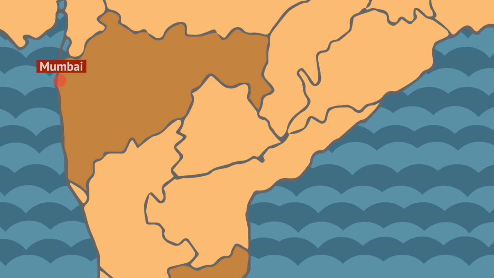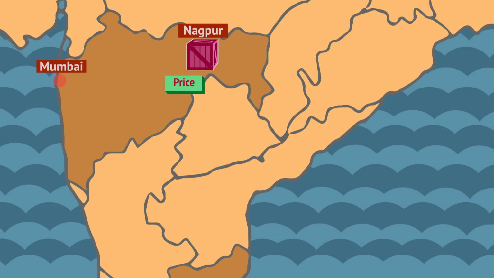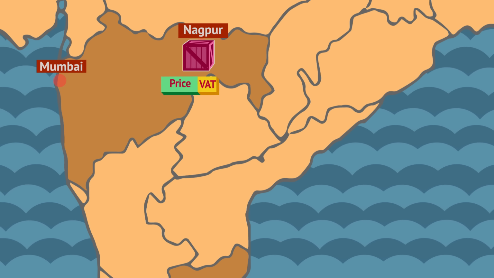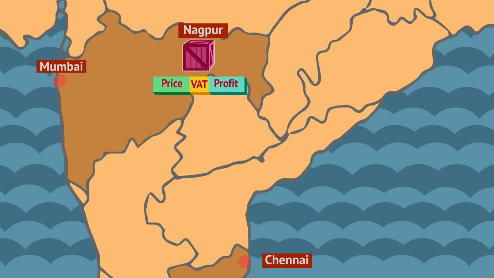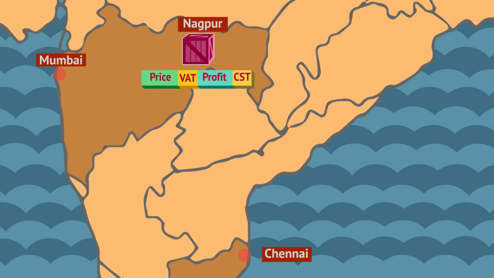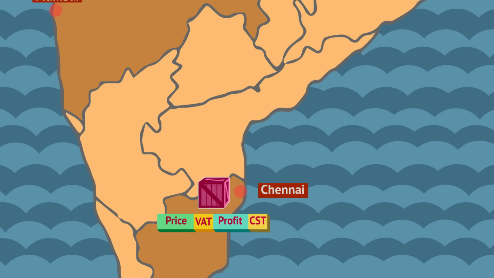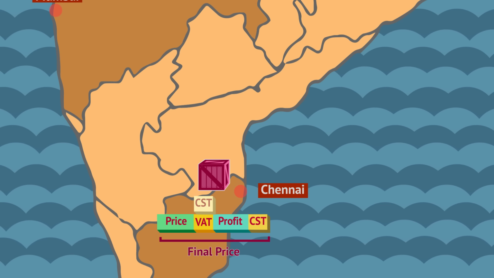A seller in Mumbai sells a product to a buyer in Nagpur. On top of the price of the product, VAT is being charged. Now the same product is to be sold from Nagpur to Chennai. The seller in Nagpur increases the price to gain profit. Now on top of the new price including his profit, central sales tax that is CST is added. The price of the product for the buyer in Chennai will comprise of cost of the product plus VAT plus profit plus central sales tax. Don't you see the cascading effect of taxes here?